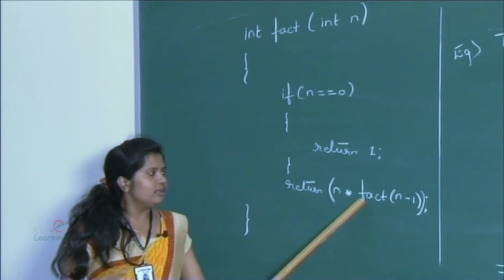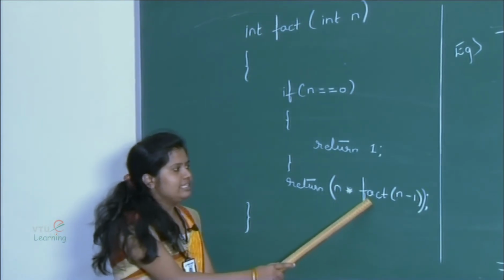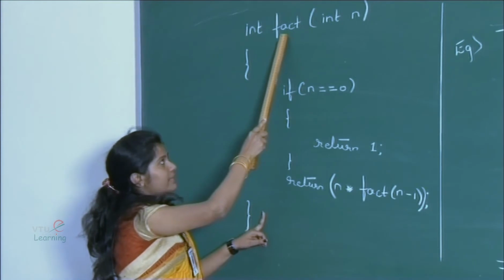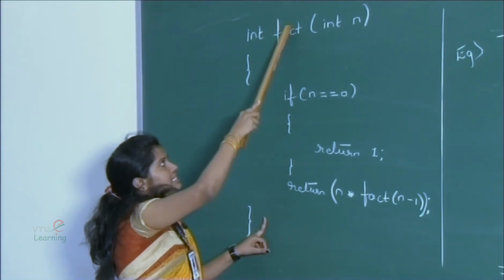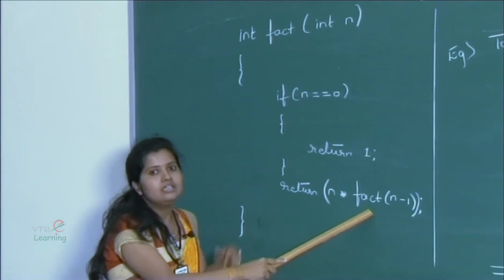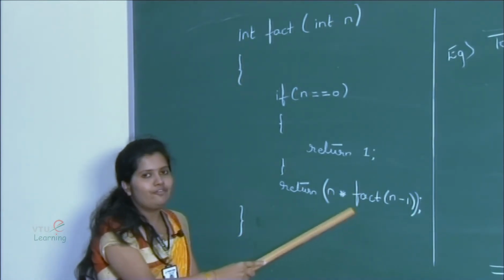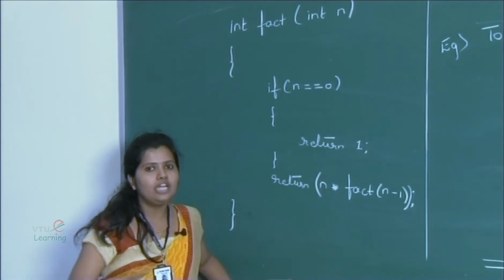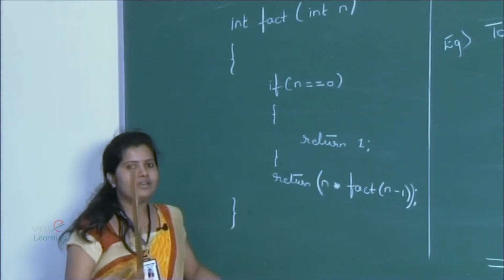As you can observe here, fact is a function and the function name we mentioned is fact. Here inside the function, I am calling the same function. Okay, it defines a recursion. Recursion is nothing but a function calling itself, that is called recursion.